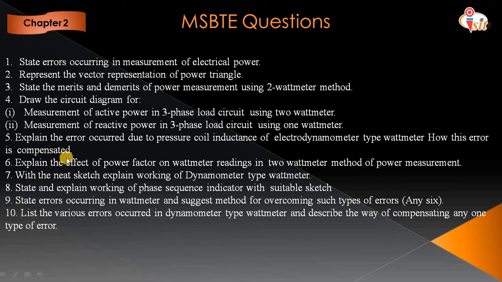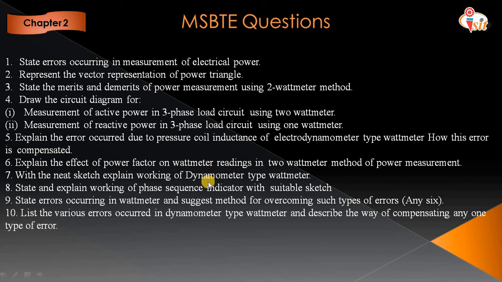Next one was: explain the error occurred due to pressure coil inductance of electrodynamometer type wattmeter and how this error is compensated. Next one is: explain the effect of power factor on wattmeter reading in the two wattmeter method of power measurement, which is covered today itself. Then: with a neat sketch, explain working of dynamometer type wattmeter.